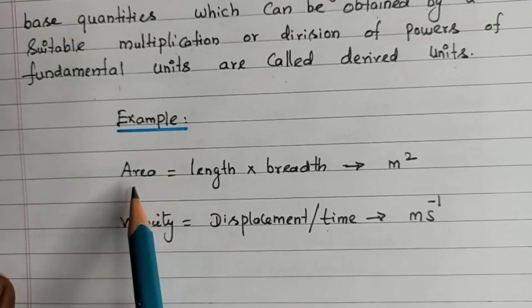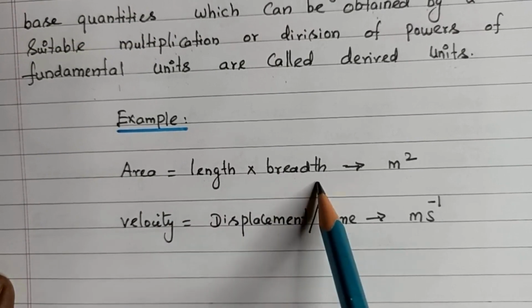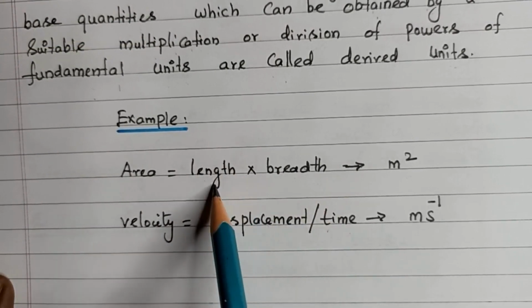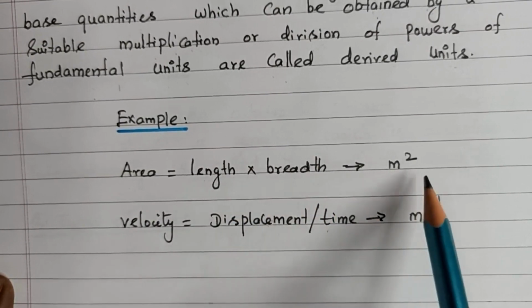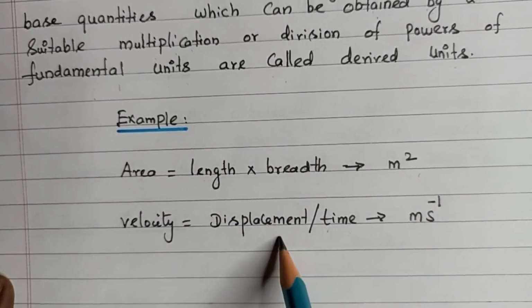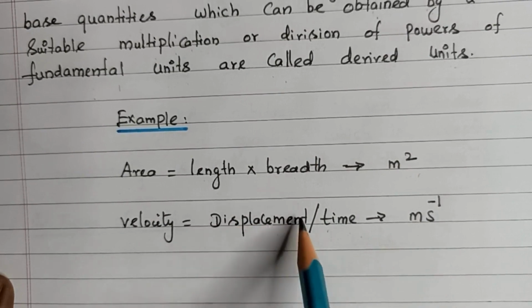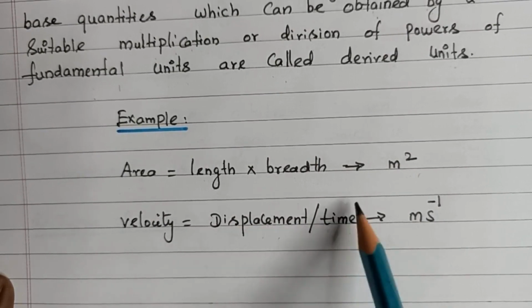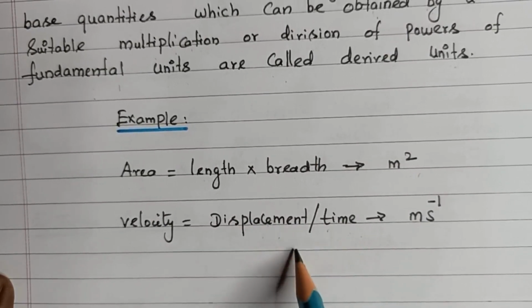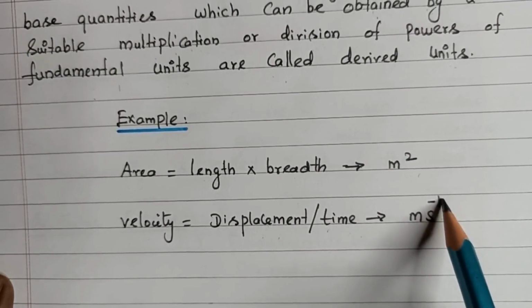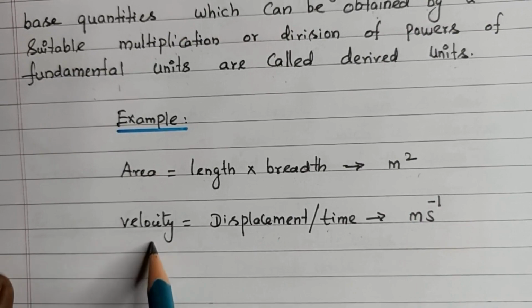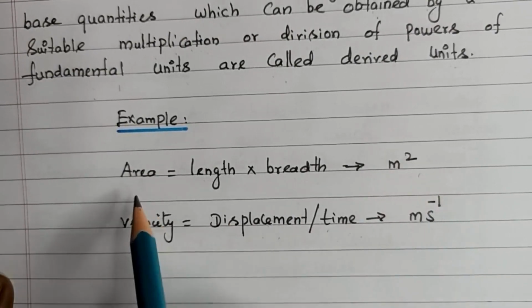For example, area is equal to length into breadth. The unit of length is meter. Unit of breadth is meter. So meter into meter is meter square. Velocity is equal to displacement by time. Unit of displacement is meter. Unit of time is second. So meter by second is equal to meter second to the power minus 1. So this is the unit of velocity and meter square is the unit of area.